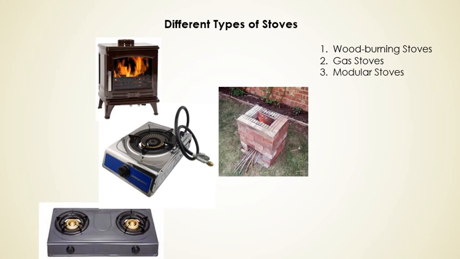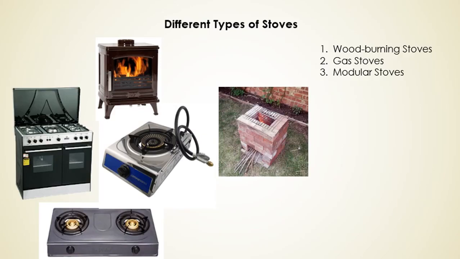Then we have modular stoves. These are also commonly available in our markets, and we usually use them in our homes. This is also called a range. You can see it has a cooking top on the top. It has a cooking top and also an oven. They both are integrated in one, so that is why they are called modular stoves.